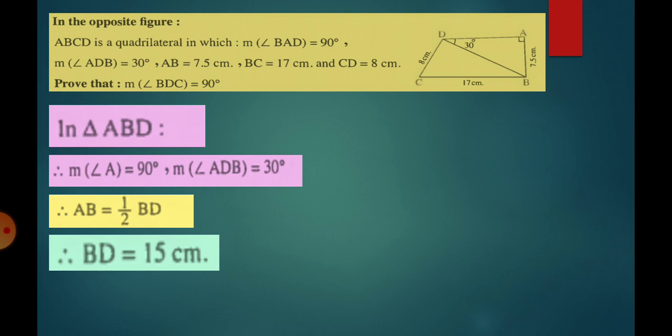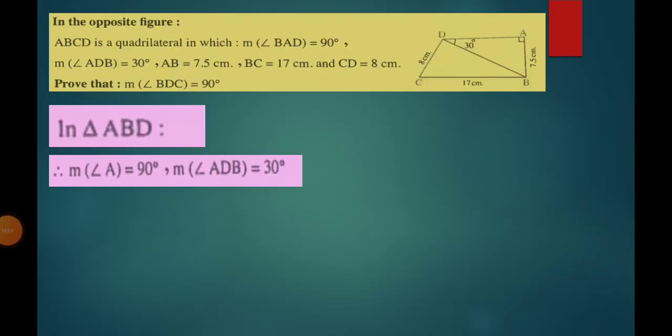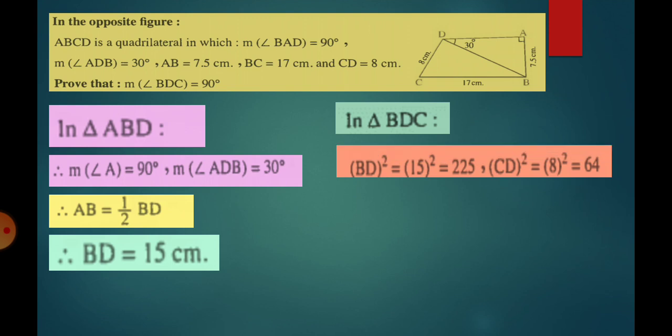BD is 15, DC is 8, CB is 17. CB is the longest side. We find the sum of the squares of the two other sides. BD power 2 equals 15 power 2. CD power 2 equals 8 power 2 equals 64. If we find the sum of BD power 2 plus CD power 2, it will be 225 plus 64, which equals 289. CB power 2 equals 17 to the power 2 equals 289.